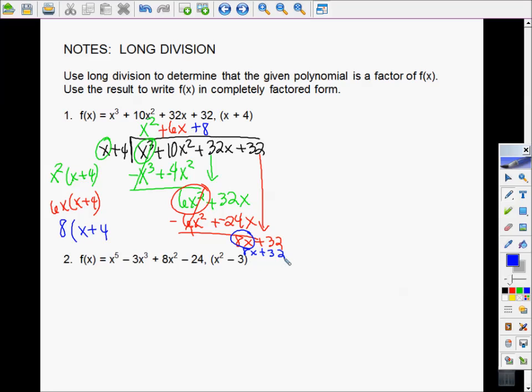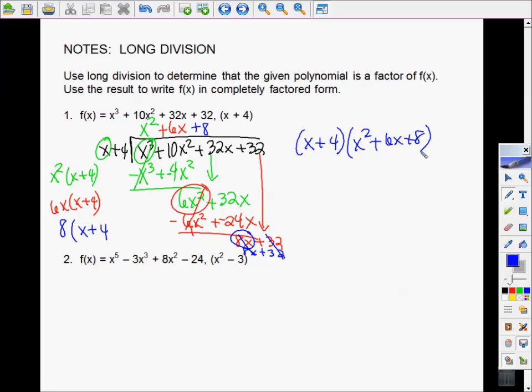And when I change all the signs, what's going to happen? I end in 0, so that means that this is a factor of this problem, right? Because it's a factor, now it wants me to write the result in completely factored form. When it says completely factored, I'm going to take x plus 4 times x squared plus 6x plus 8. Can I factor?